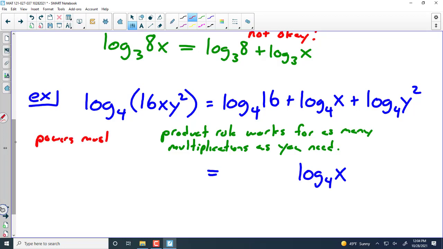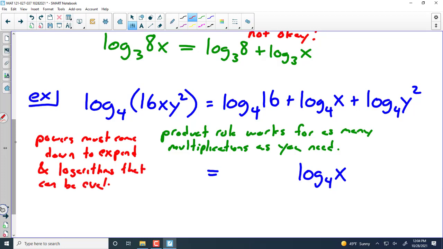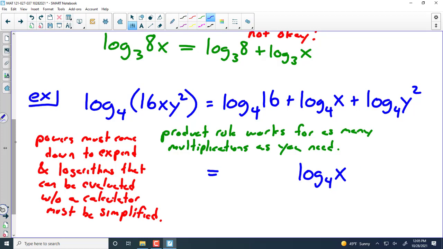Powers must come down to expand, and logarithms that can be evaluated without a calculator must be simplified. Everyone, you do have to bring powers down, which I bet most of you caught. You do have to bring that 2 down in front and make this 2 log base 4 of y.